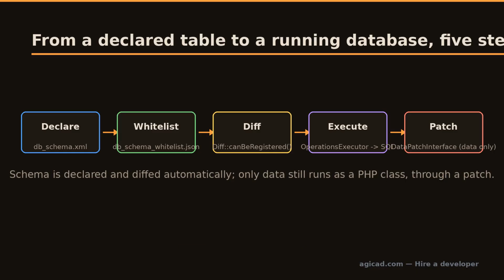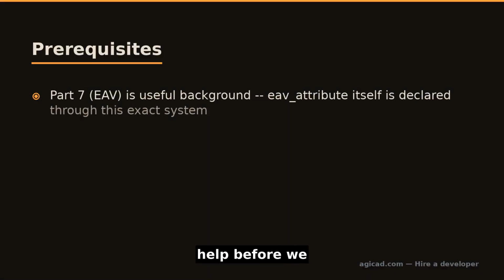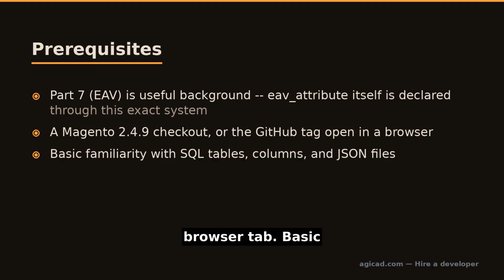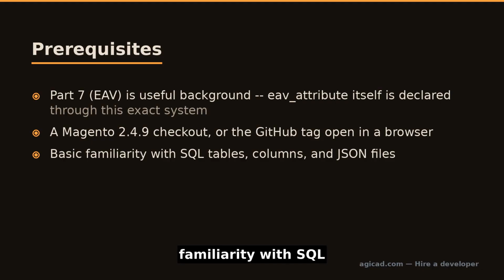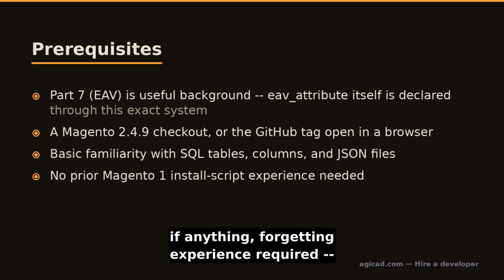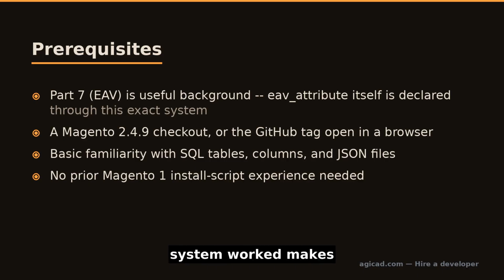A few things help before we dig in. Part 7, on EAV, is useful background. The eav_attribute table we opened there is itself declared through this exact declarative schema system. Either a real Magento 2.4.9 checkout, or the GitHub tag open in a browser tab. Basic familiarity with SQL tables, columns, and JSON files is enough. No prior Magento 1 install script experience required, if anything. Forgetting how the old system worked makes this easier to follow.